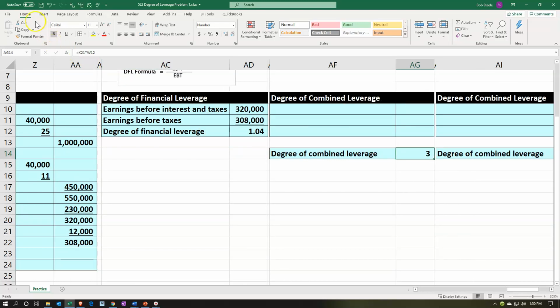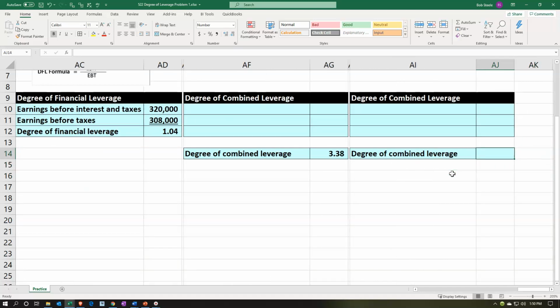We're going to then add decimals: home tab, numbers, add a few decimals. We could keep going, but we're going to stop at 2. Now we're going to do the same thing for the second one over here. So let's put our cursor here and do this again.